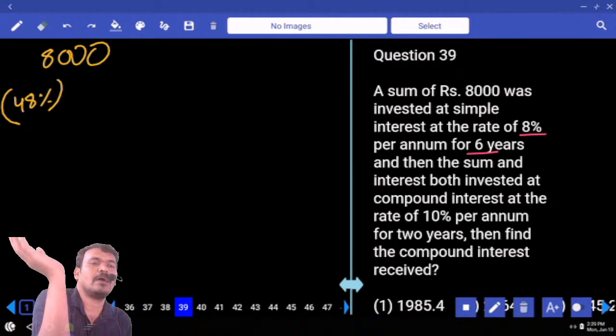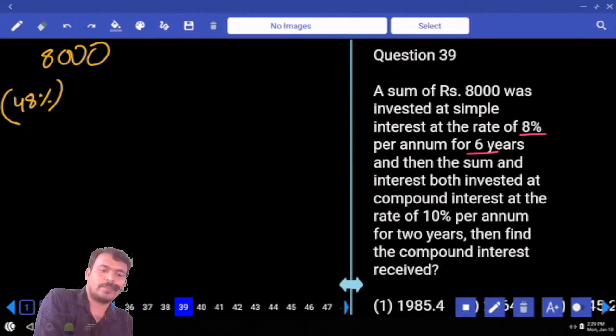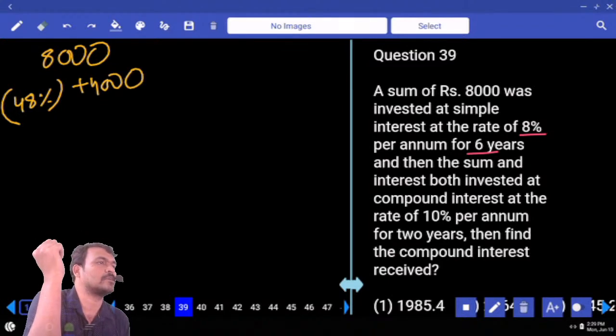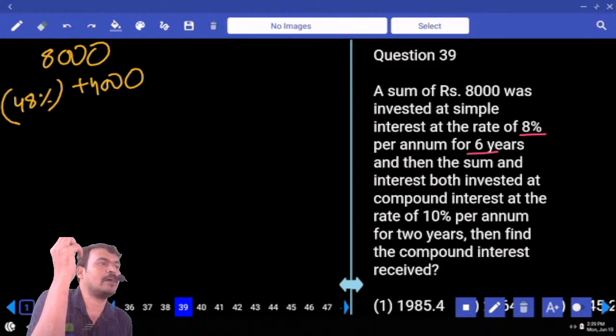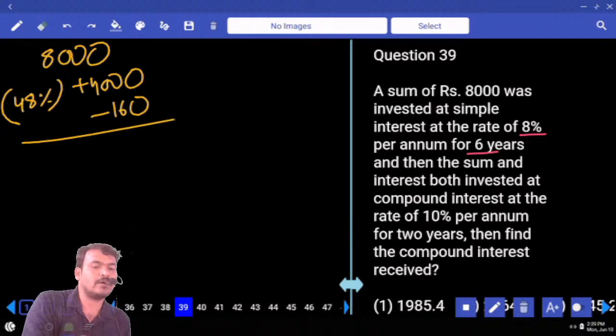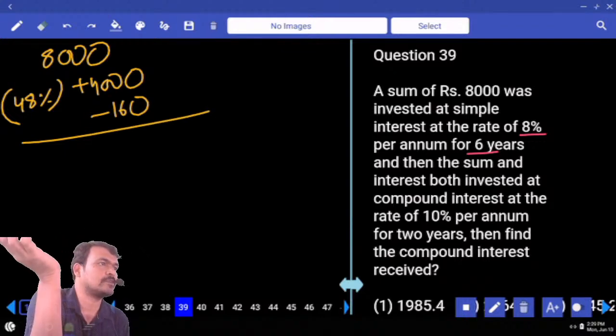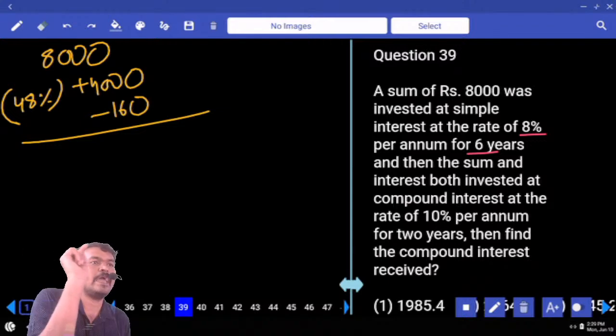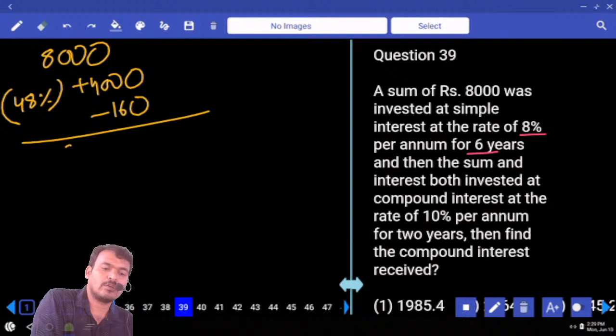What is 50% of 8,000? 4,000. 4,000 minus how much percent are we subtracting? 2%. What is 2% of 8,000? 160. Minus 160. 8,000 is the principal, and 4,000 minus 160 is the interest value. What is the total amount?